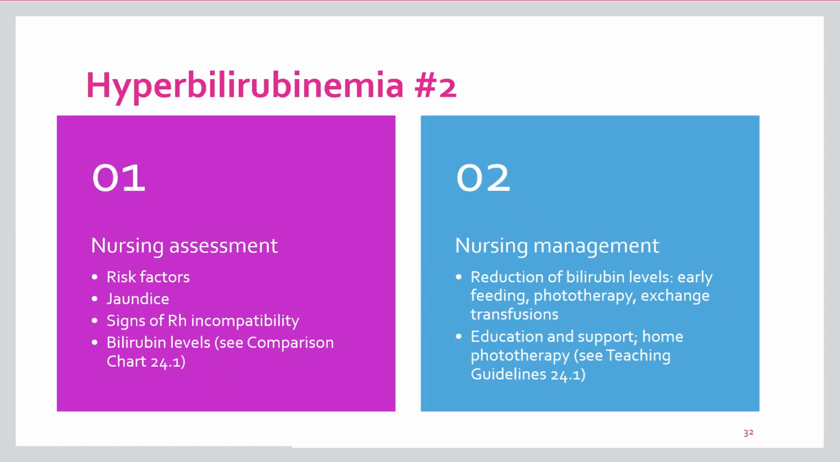We are just repeating that. Hyperbilirubinemia nursing assessment: risk factors, look for the jaundice, signs of Rh incompatibility, and bilirubin levels. What are the signs of Rh incompatibility? Some can be jaundice, anemia, swelling, enlarged organs, lethargy, rapid heart rate, and breathing.